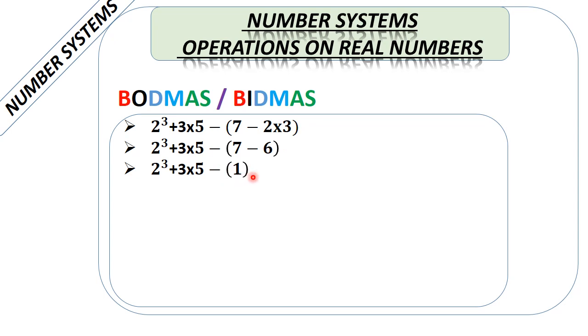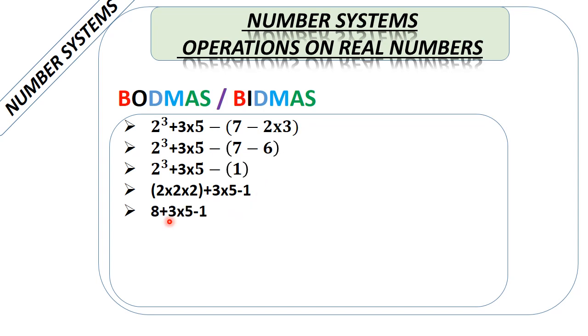So from here, where do we go? We go to order. So order, 2 power 3, which I have already illustrated. 2 power 3 is 2 times 2 times 2, plus 3 times 5 minus 1. So 2 times 2 times 2, we're going to get 8. So we're going to have 8 plus 3 times 5 minus 1.